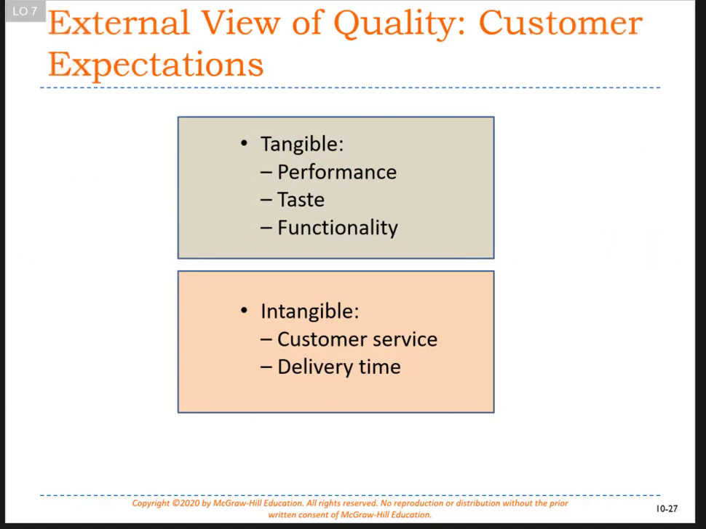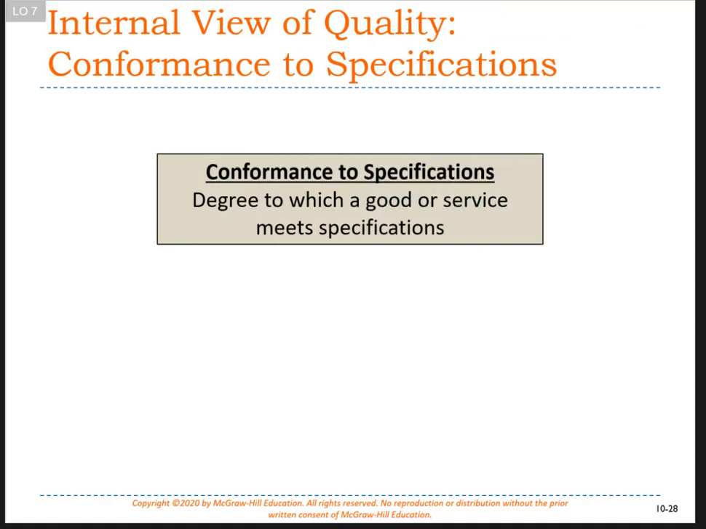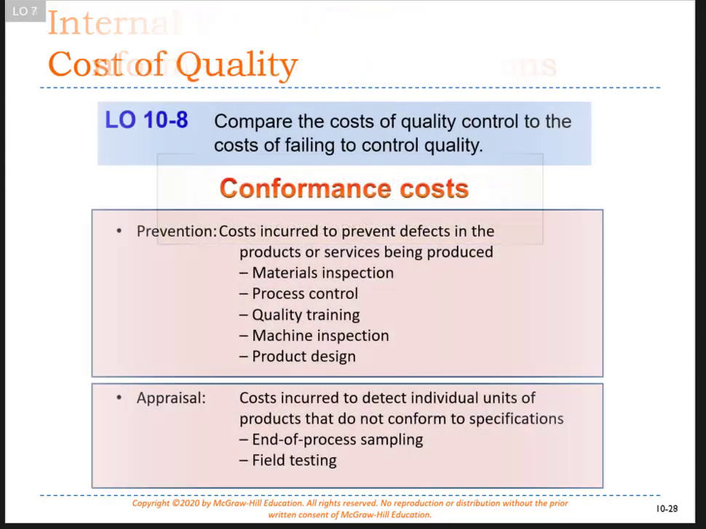So external, if it's performance or taste or functionality, that's maybe tangible. The feeling they get is more intangible. The customer service, they rate high ratings on customer service, getting the delivery time on time. If we move towards conformance to what we have as specified, that's conformance, internal process. So here's the balance that a company has to do, okay?